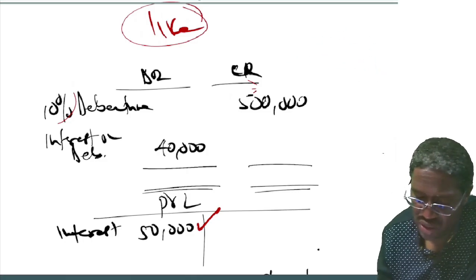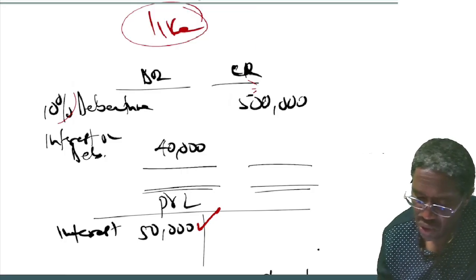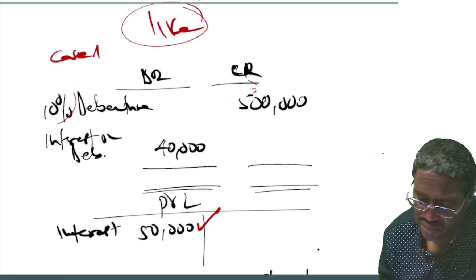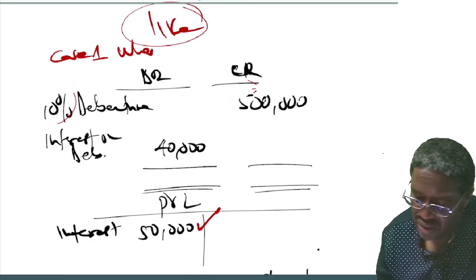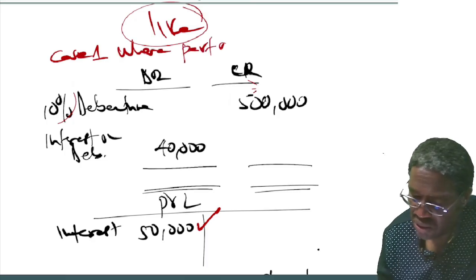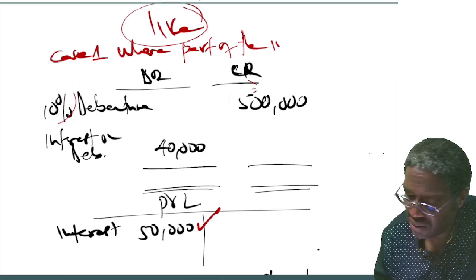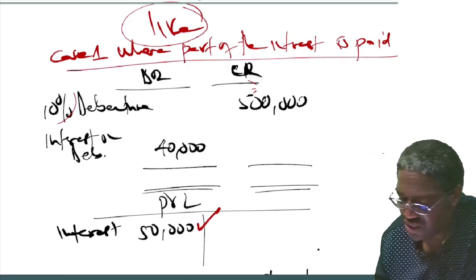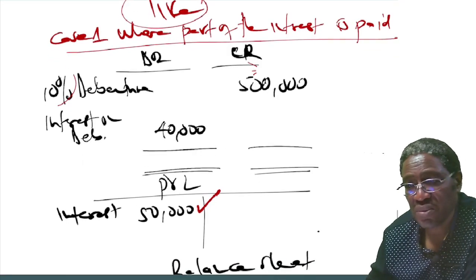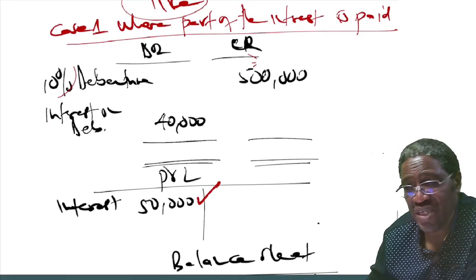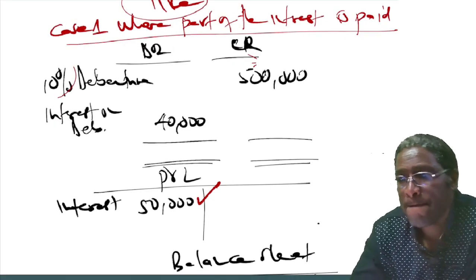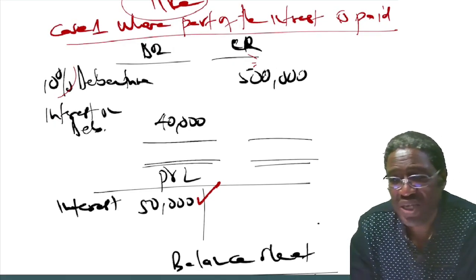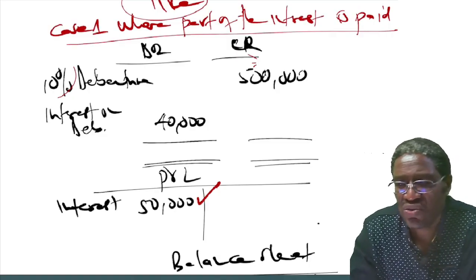Call this one case 1, where part of the interest is paid. Then you can copy this illustration. I don't need to do another illustration.